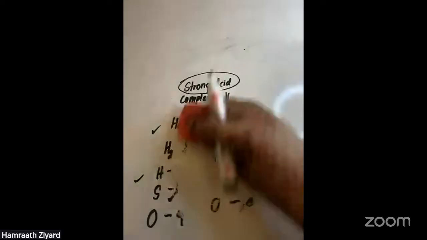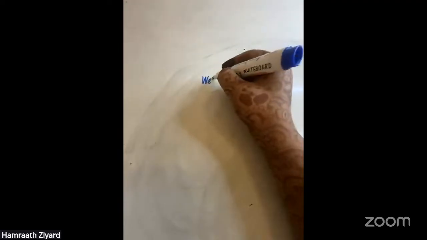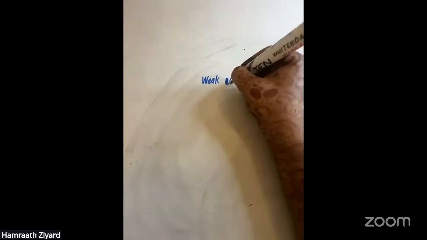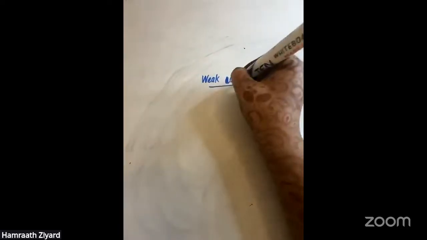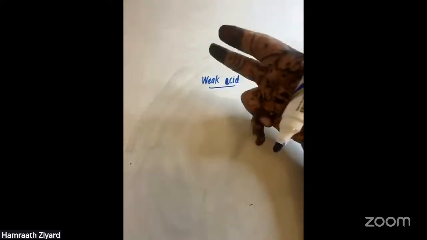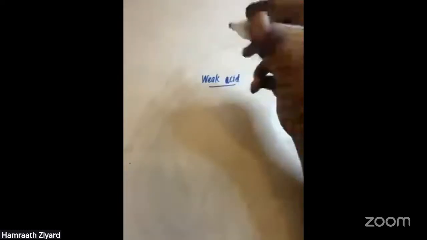Now, the weak acids are incompletely ionized. Incompletely ionized in the sense that they are reversible. So if they are reversible, we will use double arrows, like reverse arrows. Let's take carbonic acid, H2CO3.